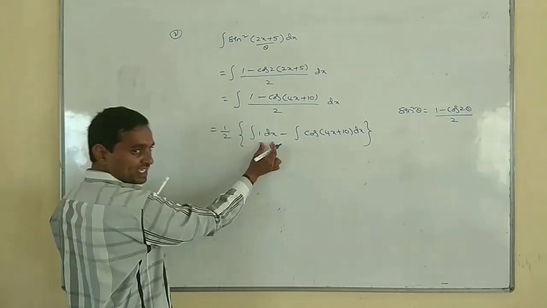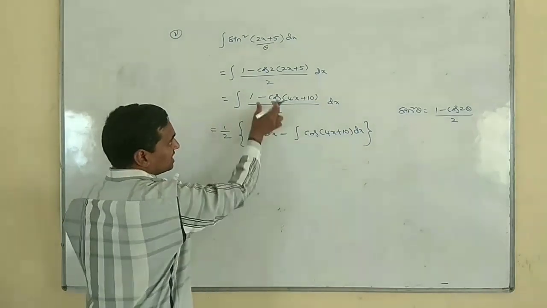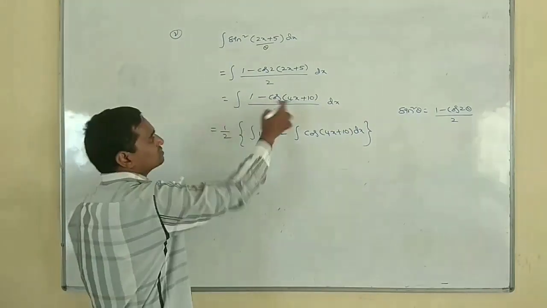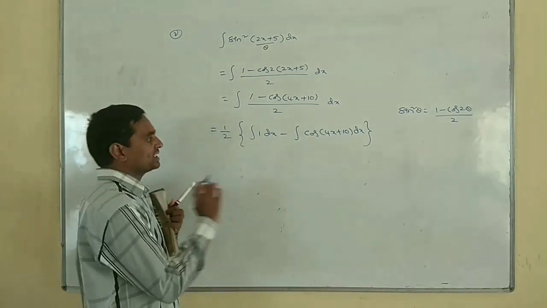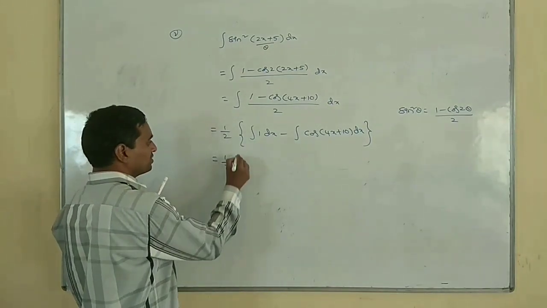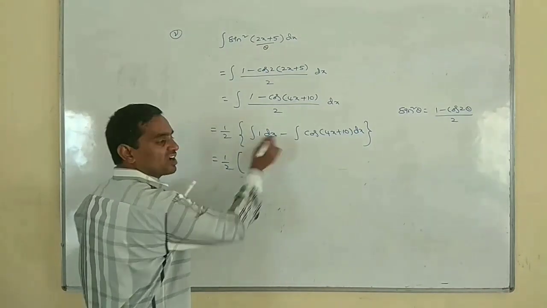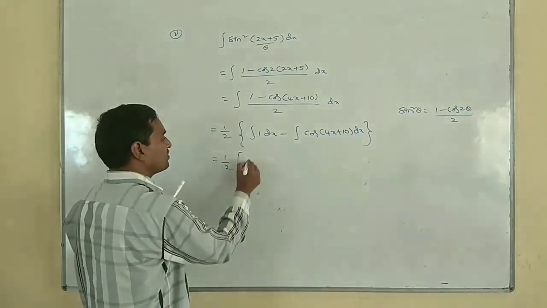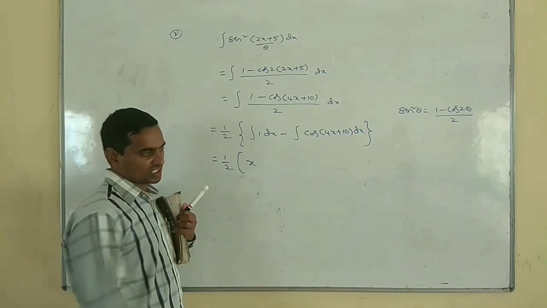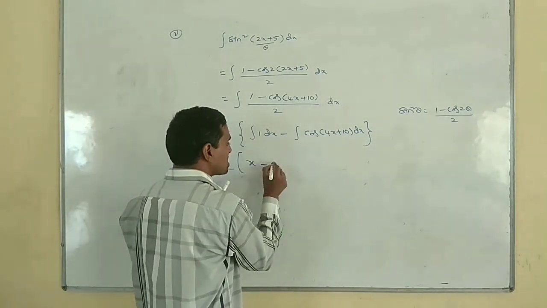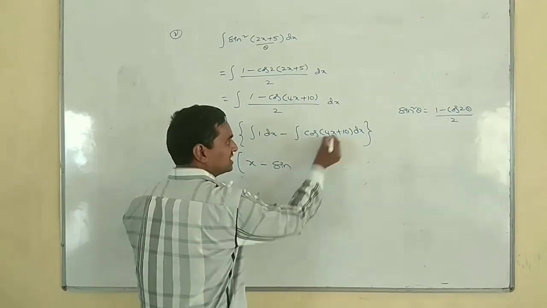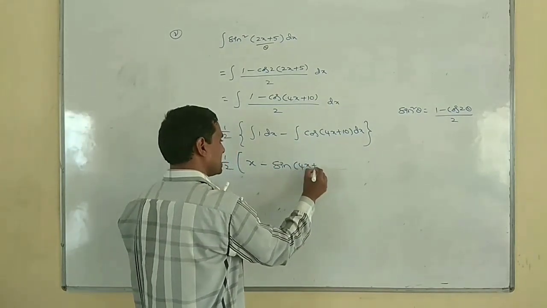This minus here is subtraction of the two terms. That's why the two terms are separately integrated. 1 by 2 into integration of 1 dx, basic formula, that is x with respect to x, minus integration of cos, that is sine, of 4x plus 10 as it is.